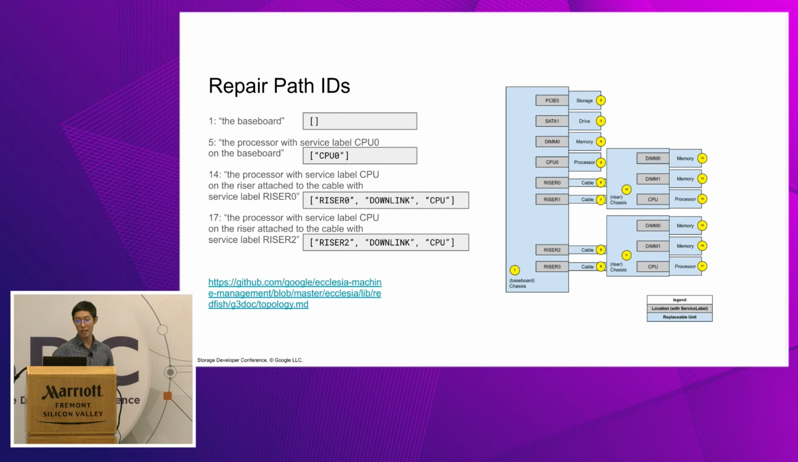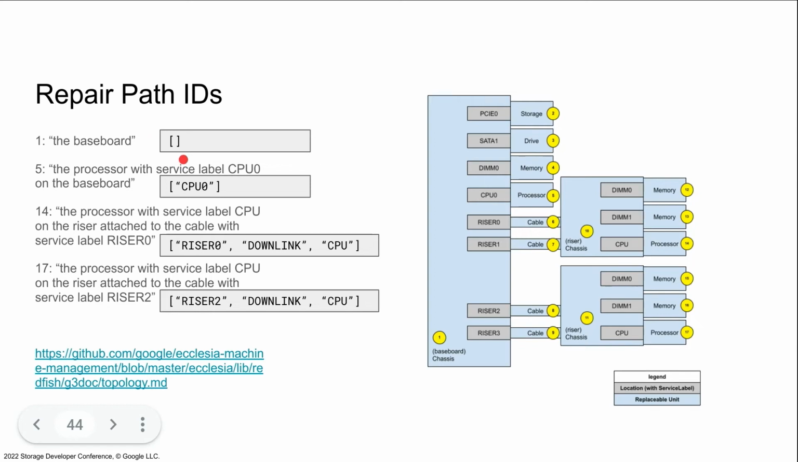And we're saying every single piece of hardware in the system can be identified with a sequence of service labels. So the baseboard is the base case where it just doesn't have a service label or doesn't need to have a service label. But everything else would be, if you want to say this CPU, this is the processor with the service label CPU 0 on the baseboard. So it gets an identifier of just CPU 0.